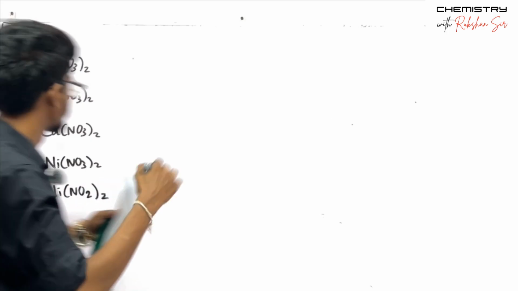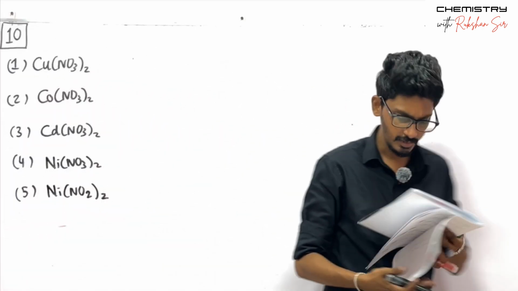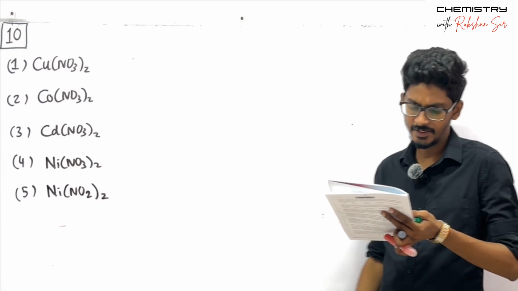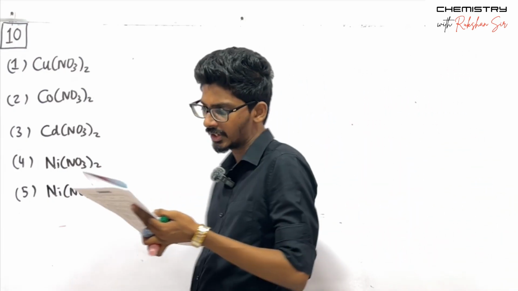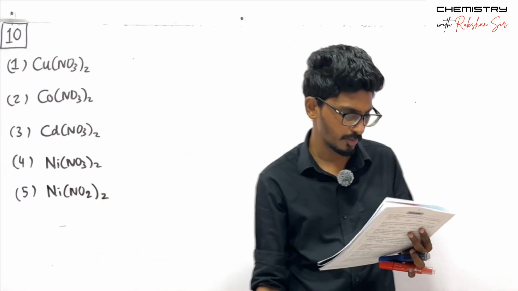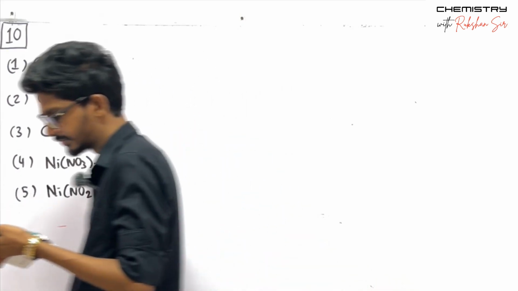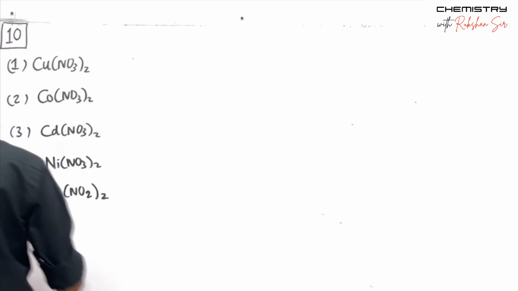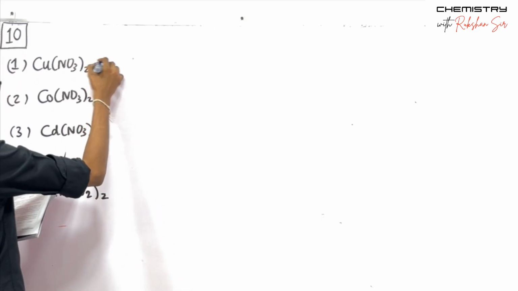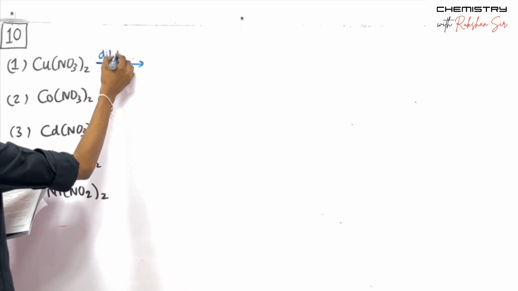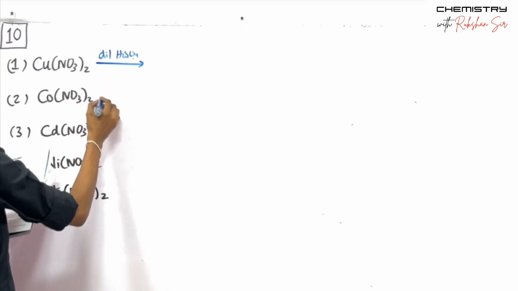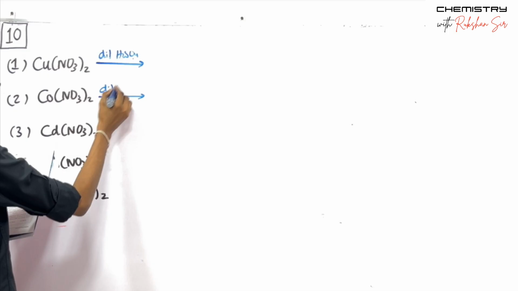First statement says an inorganic compound D reacted with dil. H2SO4 to produce a colored solution and a brown gas. Dil. H2SO4. See, dil. H+ is added.